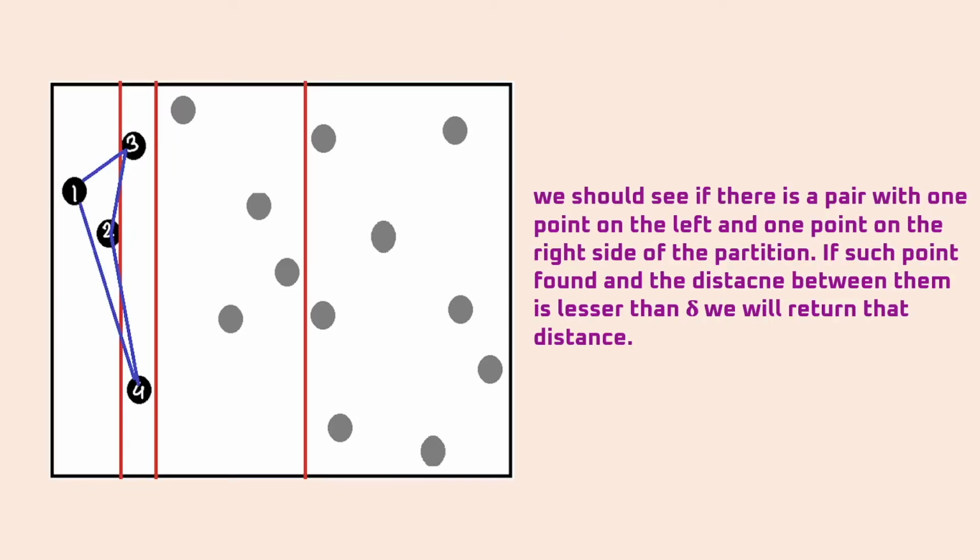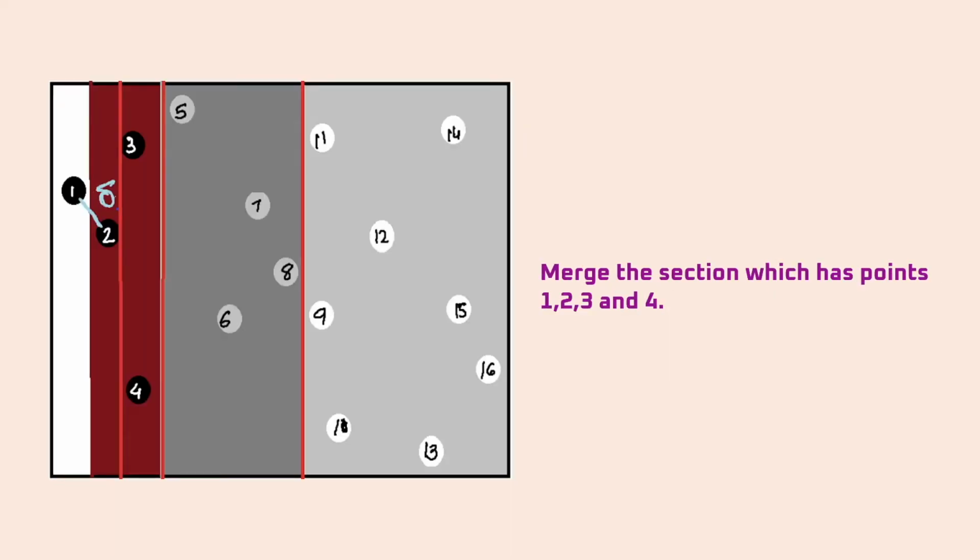Now, after we are done with the minimum distance on the left side of the partition and the right side of the partition, we should see if there is a pair with 1 point on the left and 1 point on the right side of the partition. If such points are found and the distance between them is lesser than delta, then we will return that distance. Now, we'll merge the section which has points 1, 2, 3 and 4.